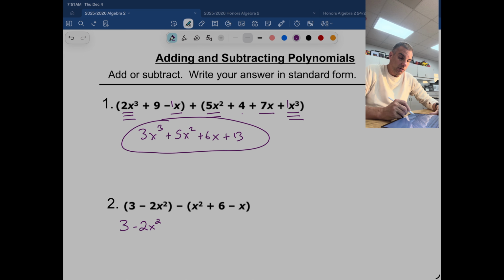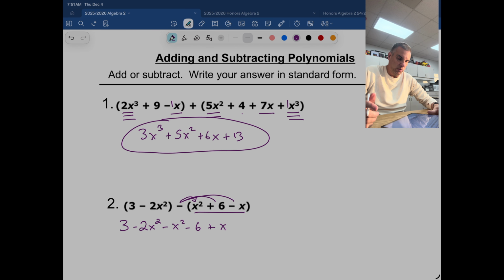Now what you have to remember is that you're doing the opposite of this whole thing, so it's best to rewrite it. So distribute that negative. The opposite of x squared is negative x squared. The opposite of positive 6 is negative 6. And the opposite of negative x is positive x.